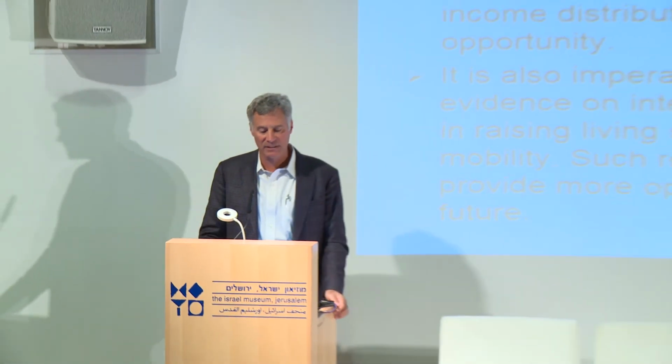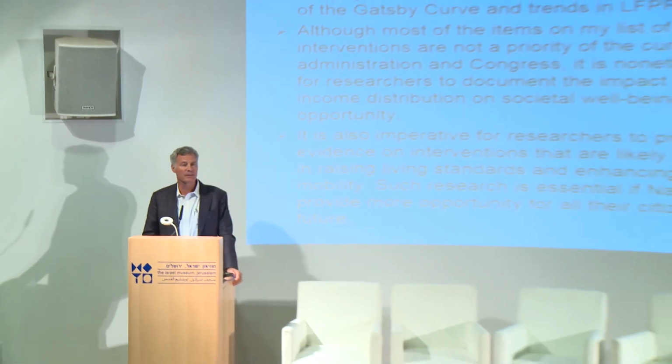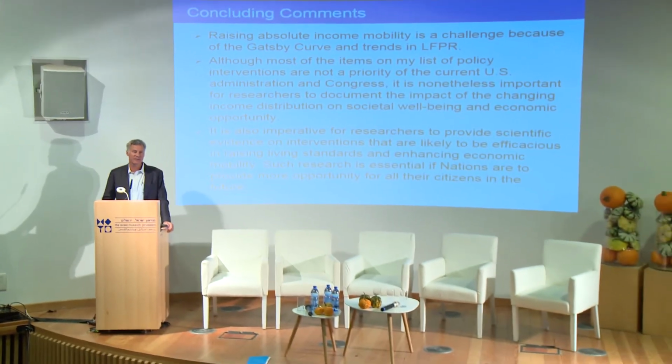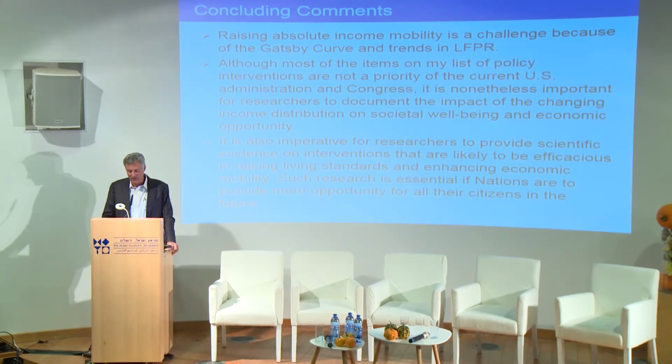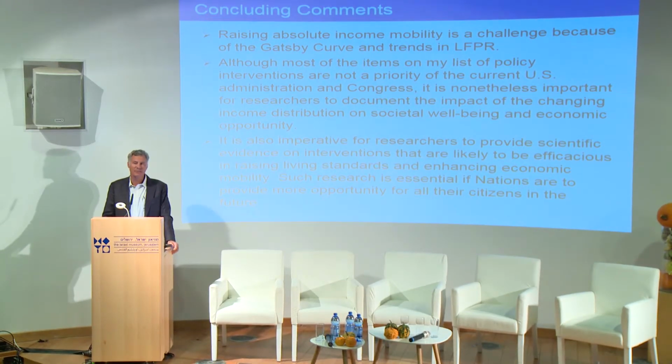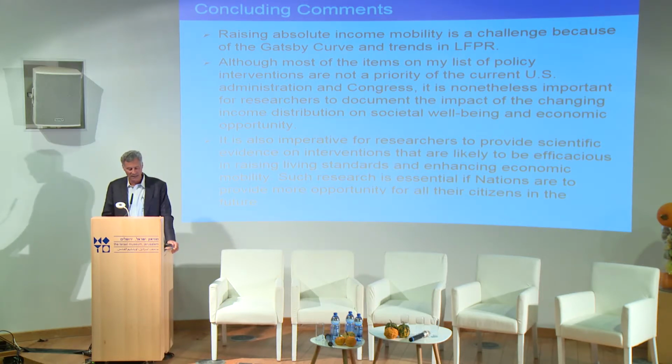So let me conclude by saying, at least for the U.S., I think that raising absolute income mobility is going to be a challenge because of the Great Gatsby curve, because of the fact that high inequality tends to reduce mobility, and also because of the trends we're facing with labor force participation. You'll notice that most of the items on my list are not a high priority of the current U.S. President or Congress. I had this as a paragraph in the conclusion of the Science article, but they cut it out.